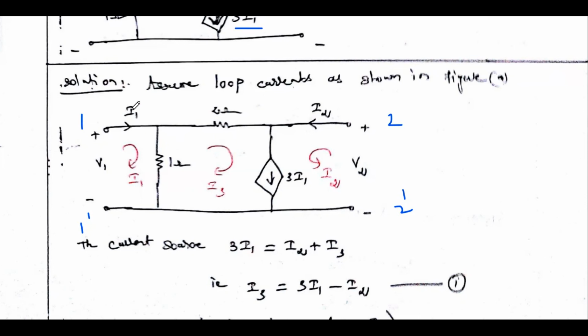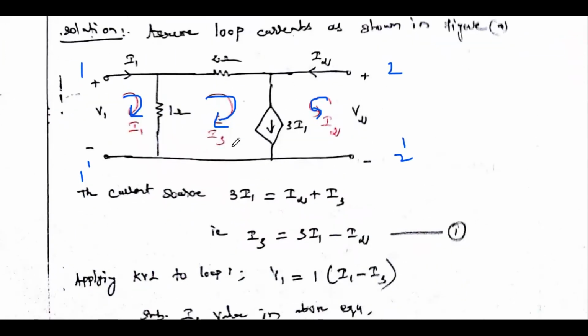If this is the current I1, it means current flowing in the first loop. This is the first loop, you take it as I1. Similarly, current flowing in the second port, I2, means the current flowing in this loop is I2. And in the center we have one more loop. So consider the current flowing in this loop as I3. And what is this current source value? This current source value is 3I1. You see, this current source is available in between the second loop and third loop. So we can write I2 plus I3 as 3I1.